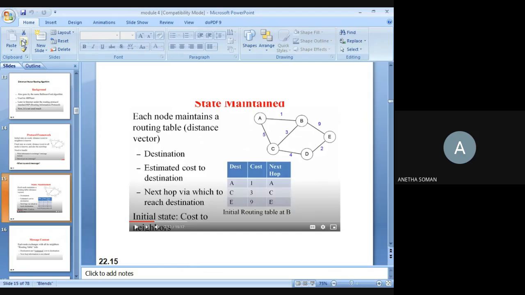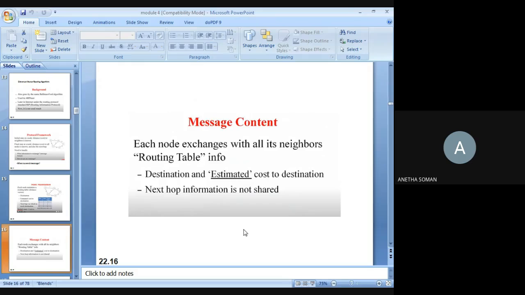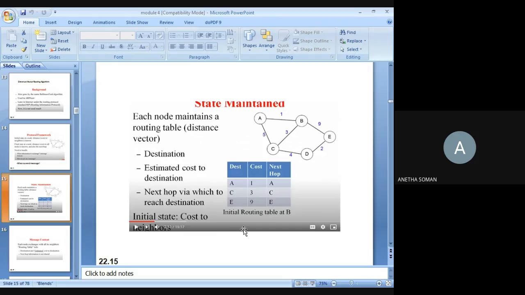When you are looking at this routing table, the next hop is not shared. Initially, what they share is the destination and the cost. Only those 2 columns are shared with the neighbors. So that is the second step. In this example, B shares its information only with its neighbors. Who are the neighbors of B? The neighbors of B are A, C, and E. They will share only the first 2 columns of the routing table.